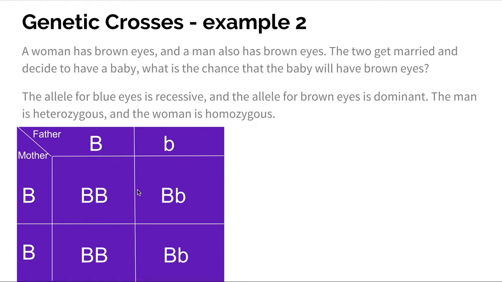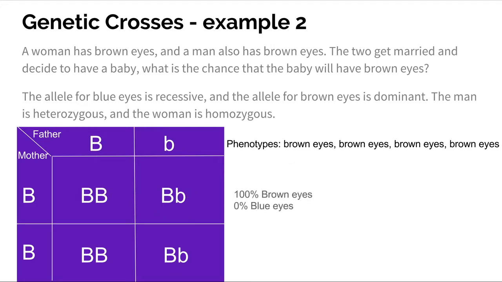So here we have big B, so definitely brown eyes. And here we have big B, definitely brown eyes. And here we have big B, little b. Because the brown eyes is dominant, the recessive allele is not expressed, so it must be brown eyes. Same thing here. That's why it's all brown eyes, 100% chance.